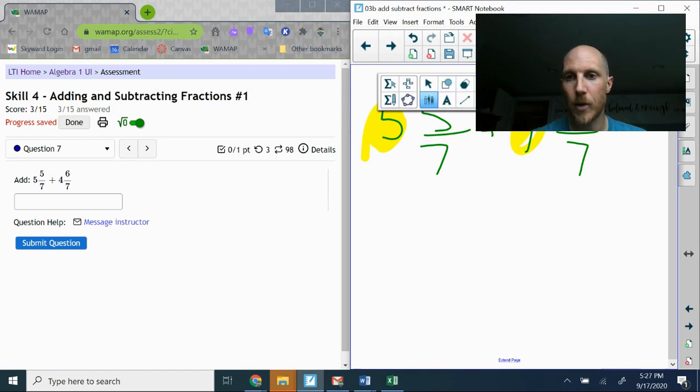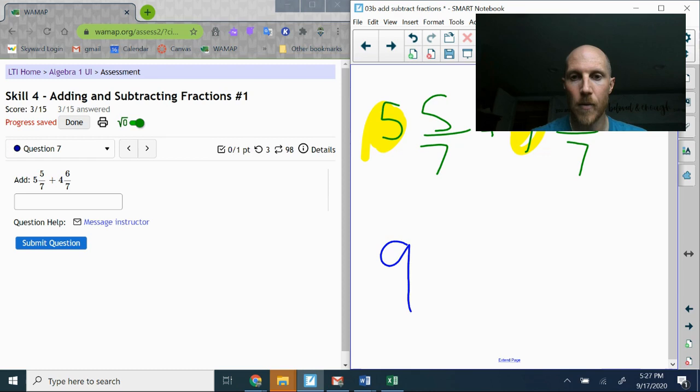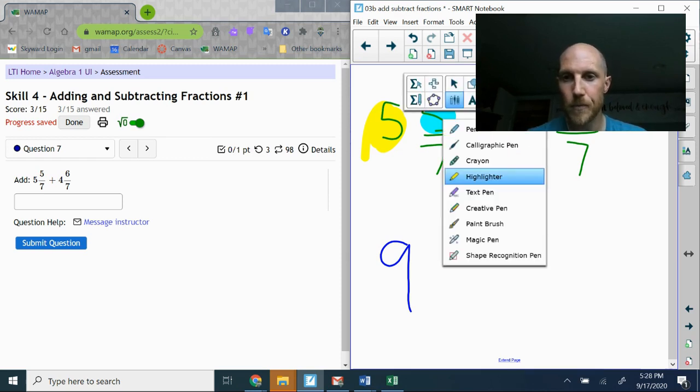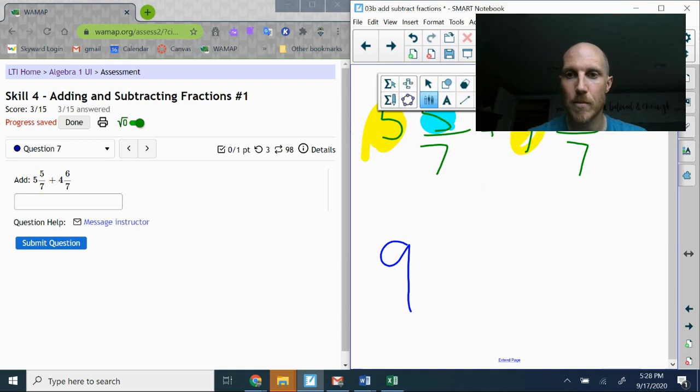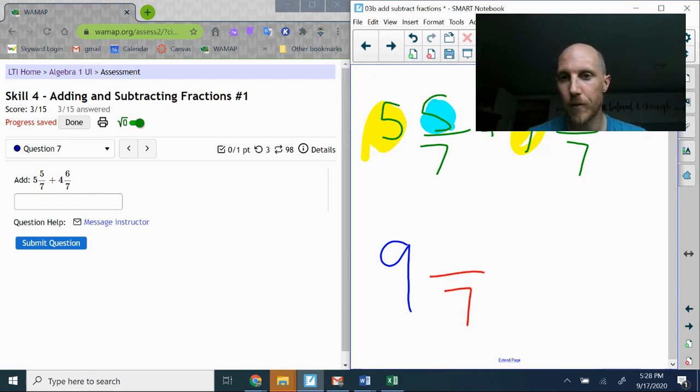And where'd my pen go? It keeps hiding from me. So that's going to be 9. And then I can add the two fraction portions together. Let's change colors. We'll do blue. They both have a denominator of 7, so I know the denominator is going to be 7. I have the highlighter turned on, and oh my gosh, it takes too long. Okay, so denominator of 7. Then I'm going to add the blue highlighted 5 and the blue highlighted 6. That's 11. So I end up with 9 and 11/7.